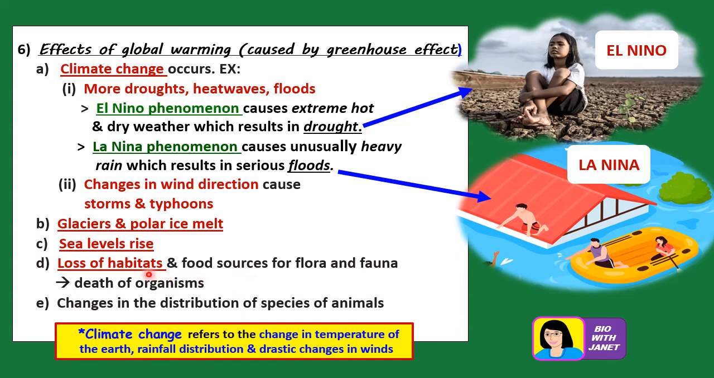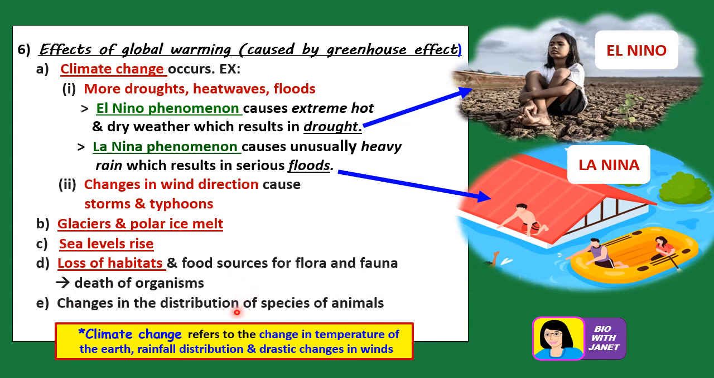So loss of habitats, because of what? Because of the drought, the floods, and the forest fires that occur. So these animals, the plants may be destroyed, and then the animals have to move away, and then they cannot find food, right? They have nowhere to live. So it can lead to death of organisms, and also if there's extinction of certain species of organisms, it can cause loss of biodiversity, which is there will be less species of plants and animals on the earth.